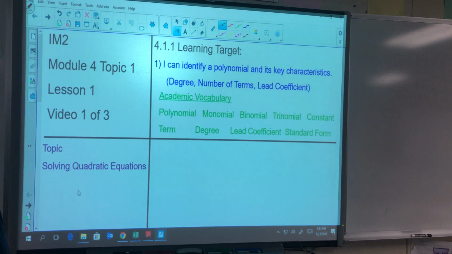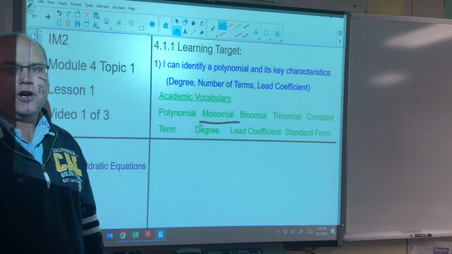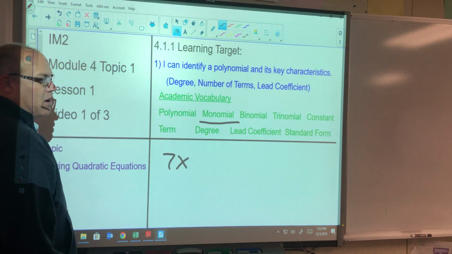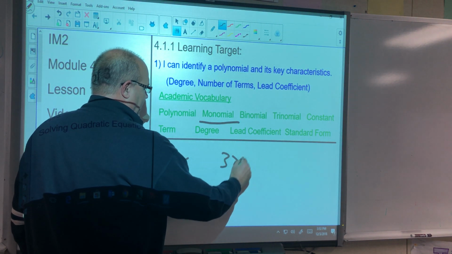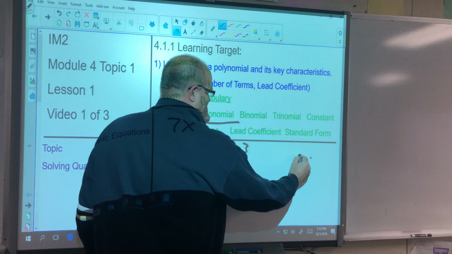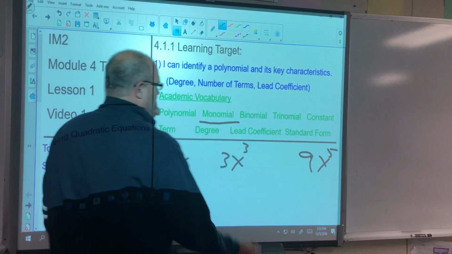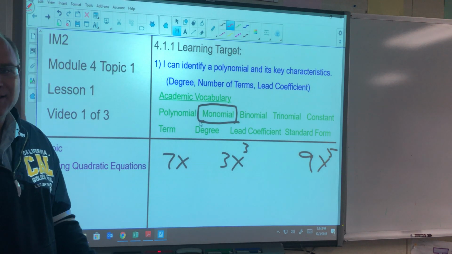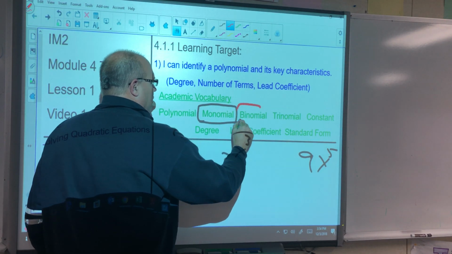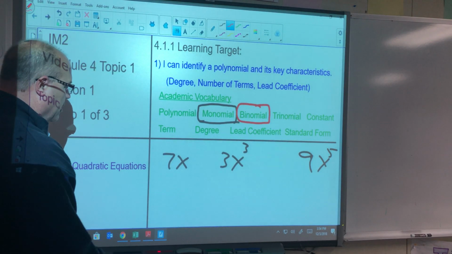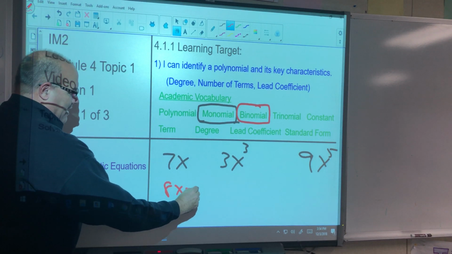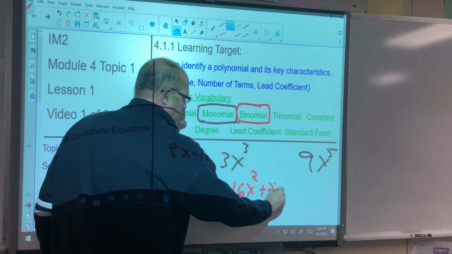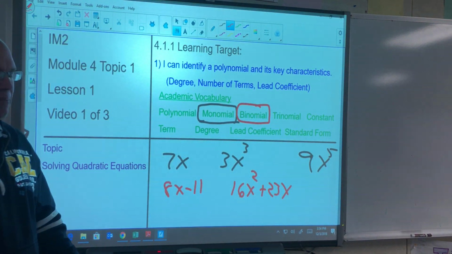So an example of a monomial is a one-term polynomial, so it's just going to be a single term. 7x, that's a monomial, or 3x to the third power, or 9x to the fifth. Those are all examples of a monomial. A binomial, bicycle, 2. All right, so a binomial is a polynomial with two terms, so 8x minus 11, 16x squared plus 23x. Those are examples of a binomial.